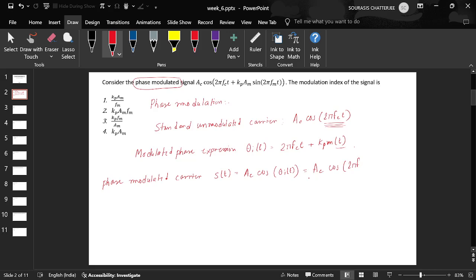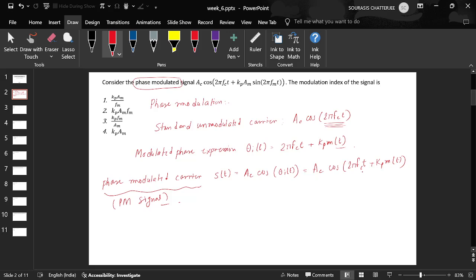As I was saying, the phase modulated carrier has the following expression. If we compare with the unmodulated carrier, you can see the only difference is it has phase 2 pi f_c t, and now this phase is being modulated by the message signal. So now we obtain the phase modulated carrier, or we can say the phase modulated signal also. This is what is called the PM signal.